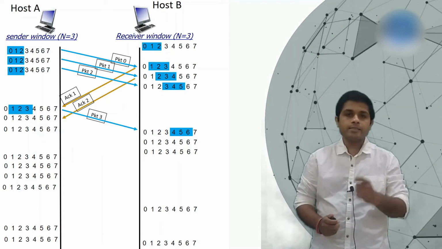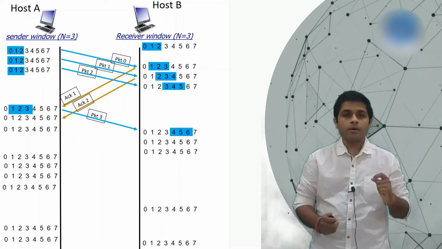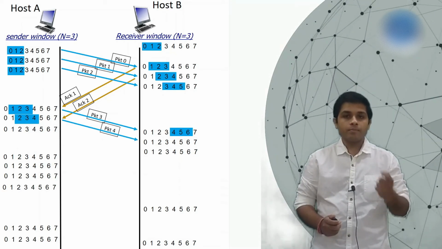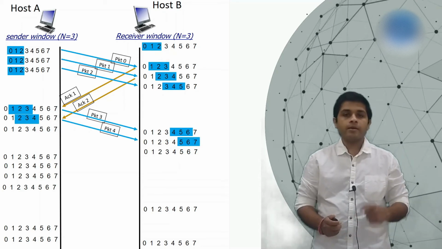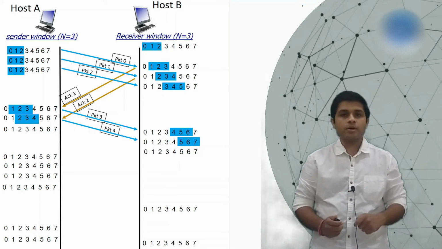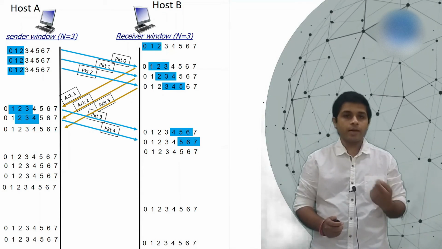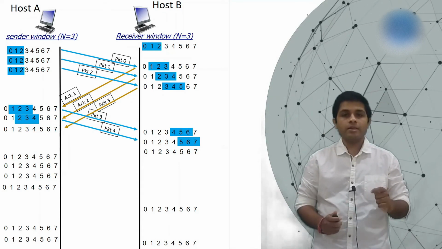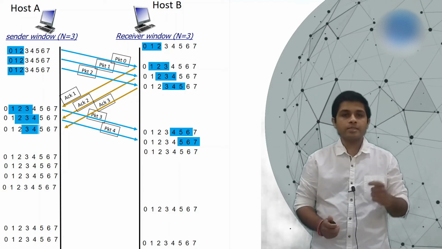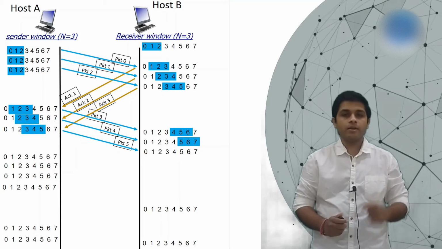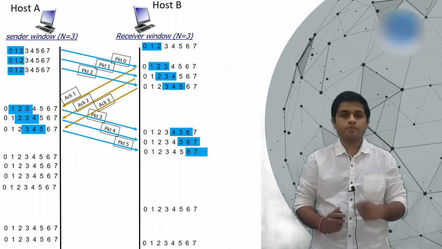As A receives ACK2, A will send the next packet, which is packet 4. B receives packet 4, and after some time A will receive acknowledgement 3. As it receives acknowledgement 3, the window will slide and A will send the next packet, which is packet 5. B receives packet 5, so its window will slide.